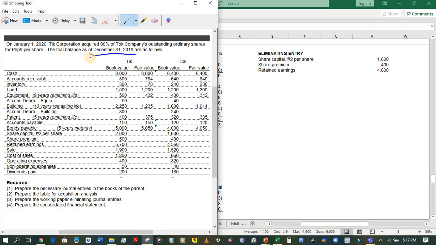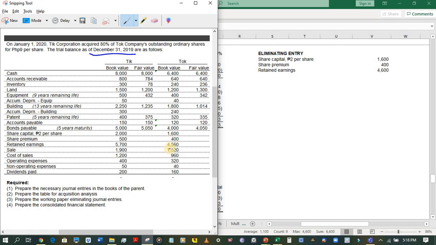Since the date of the trial balance is December 31, 2019, and the trial balance of the acquiree includes both real accounts and nominal accounts, this means that the retained earnings has not yet included the nominal accounts during 2019. Which means that the 4,560 does not include the net income or loss during the year as well as the dividend payment, because the trial balance is a pre-closing trial balance, and the 4,560 is the beginning balance of retained earnings as of 2019.